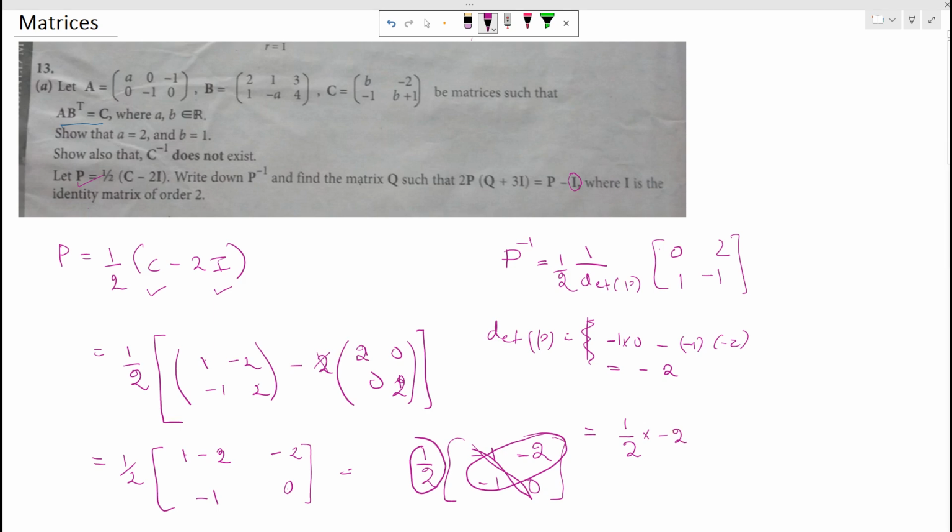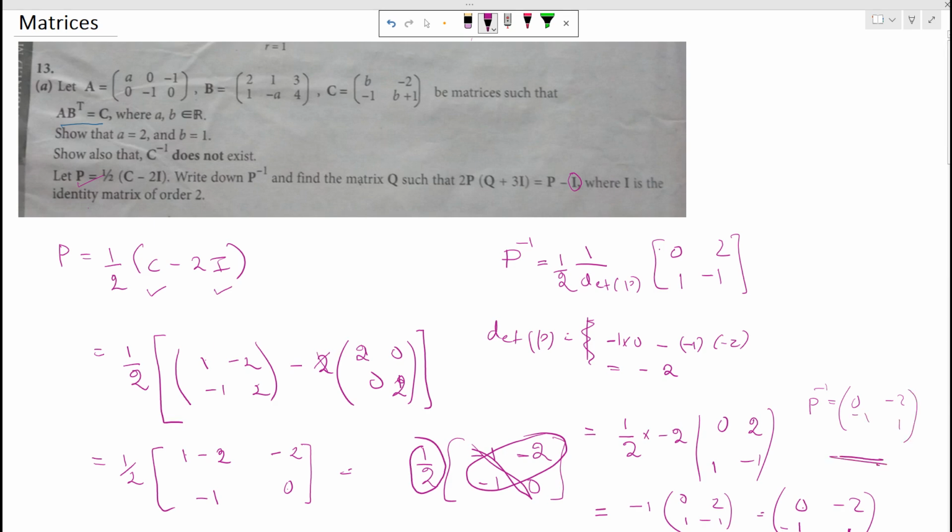Okay, so this will become a half into minus 2, 0 2 1 minus 1. So this will be equal to minus 1 into this, so 0 2 1 minus 1. This will become 0 minus 2 1 minus 1 and plus 1. Okay, so this is the answer. So this is nothing but P inverse. Now we have found out P inverse is 0, minus 2, minus 1 and 1.